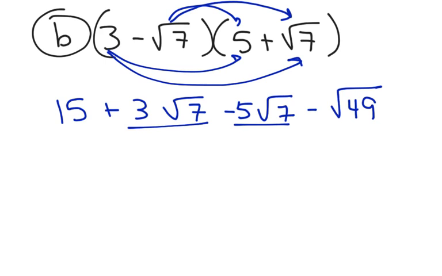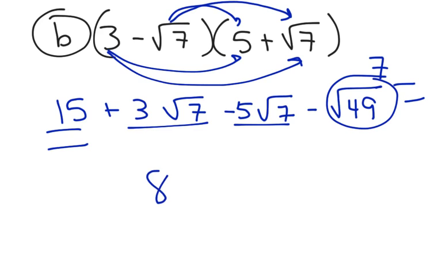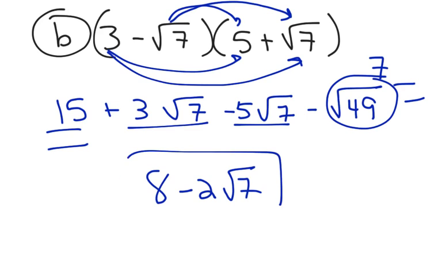So these are like terms. The square root of 49 is 7, so these are like terms. So 15 minus 7 is 8. 3 the square root of 7 minus 5 the square root of 7 is negative 2 the square root of 7.